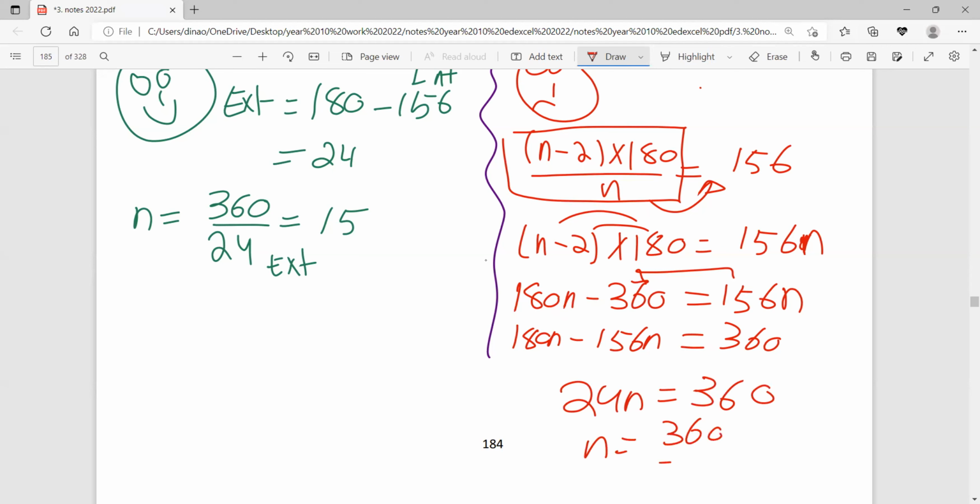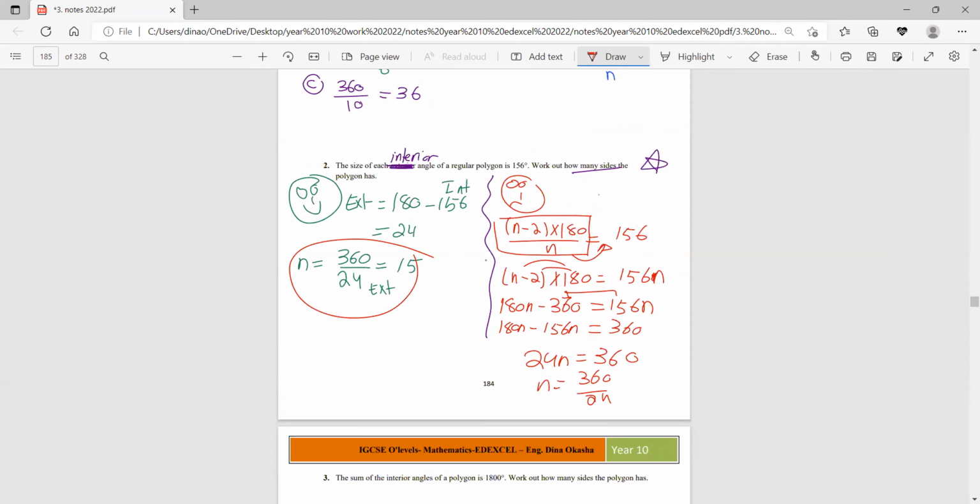And if you notice, here I get n the same way: 360 over 24. Well, that's 3 seconds. So I just gave you the option if you want to use it, but I wouldn't recommend that you use it at all. My point of view is always that if you're asked to find the number of sides of any regular shape and you're given the interior angle, simply find the exterior by 180 minus the interior, then 360 divided by the exterior.